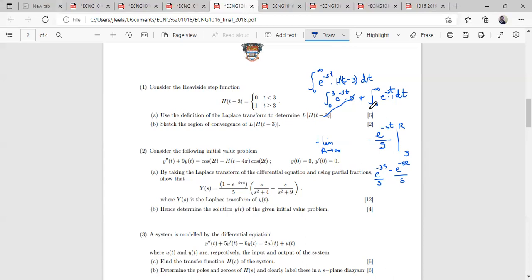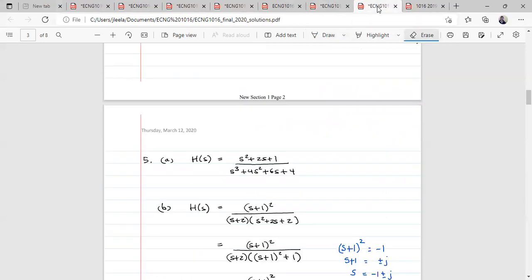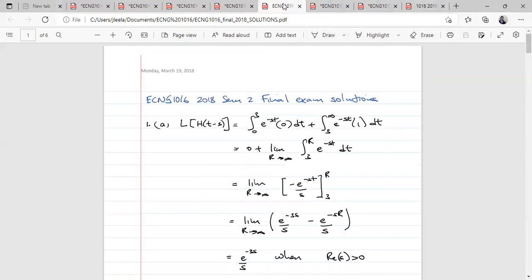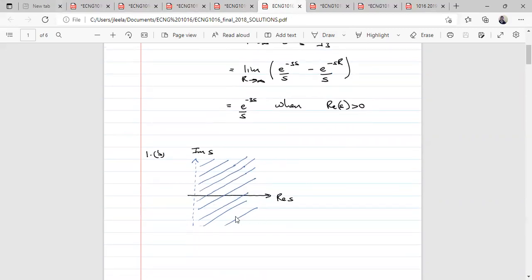Right, so you want to sketch the region of convergence now. You remember s in the denominator can't be 0, so it has to be greater than 0. Right, so you see it here, e to the minus 3s over s when the real part of s is greater than 0. So you notice the imaginary axis here is a broken or dashed line, meaning it doesn't include 0.